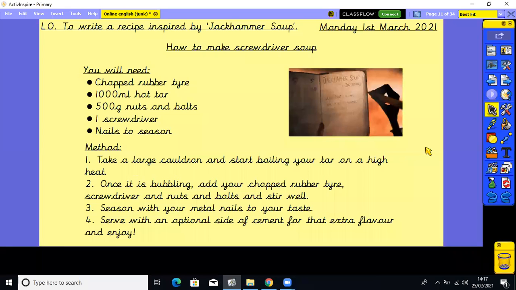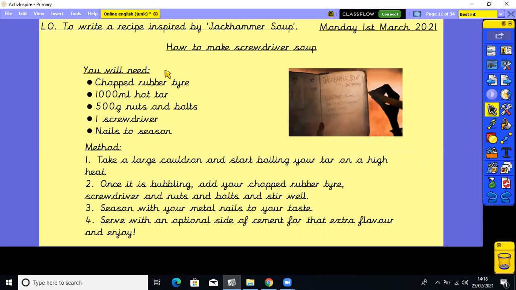Okay, and before I ask you to do your own, I've made my own little recipe based on Jackhammer Soup, and it's called How to Make Screwdriver Soup. So I've taken inspiration from junk and thought about a revolting recipe I could make using junk. So as you can see, I've got my title, like we said. I've got the you will need and bullet points.